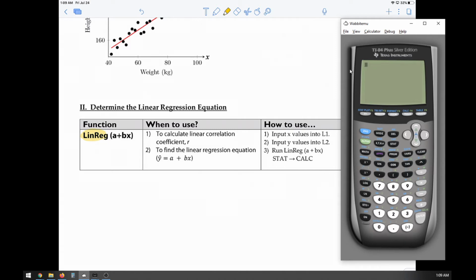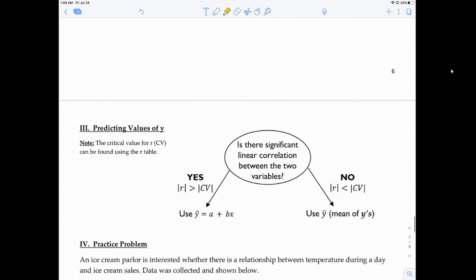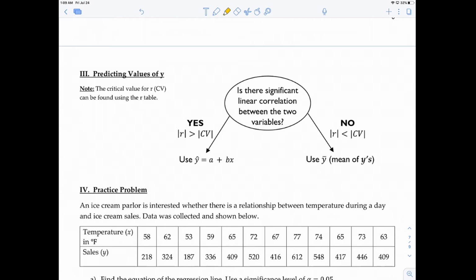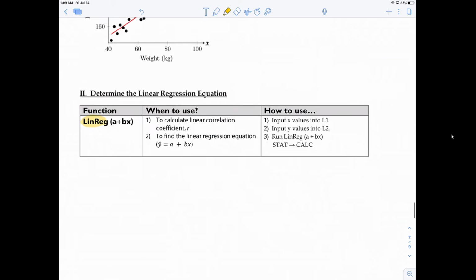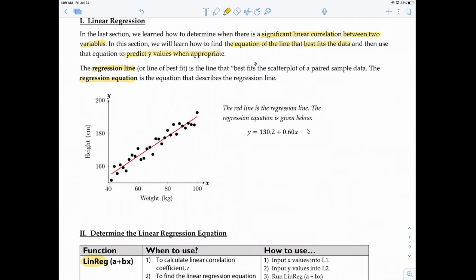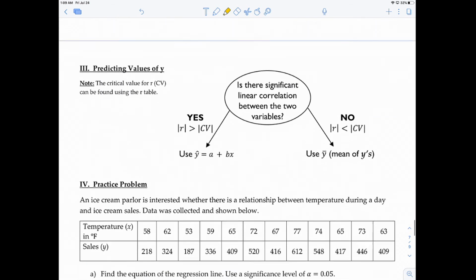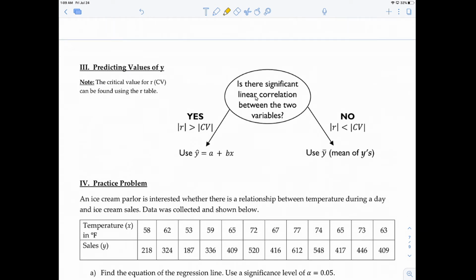Okay, so let's go ahead and look at the following. Here are the steps, or the way we're going to make our decision about predicting y values. So the question you have to ask first: if you guys remember, I had mentioned earlier that sometimes we're going to use this equation to predict y values, sometimes we can't. The way you make that decision is you have to ask yourself, is there significant linear correlation between the two variables?